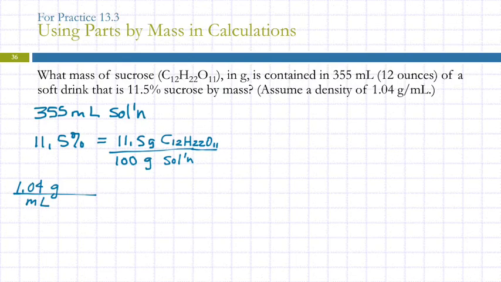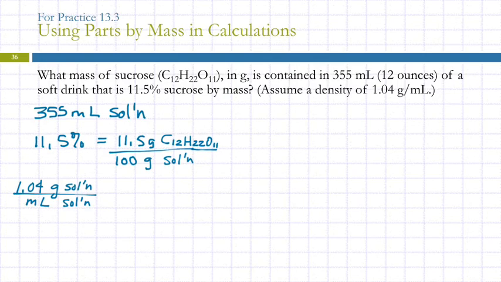1.04 grams per milliliter is the density. Grams of what? Milliliters of what? Grams of solution per milliliter of solution. So grams of solution per milliliter of solution.